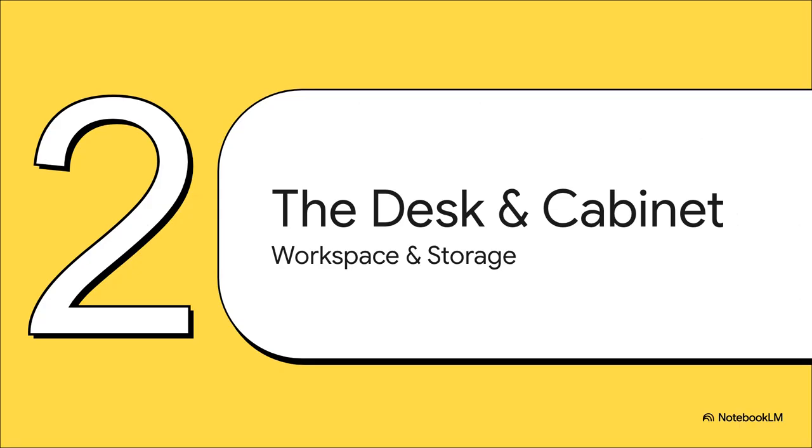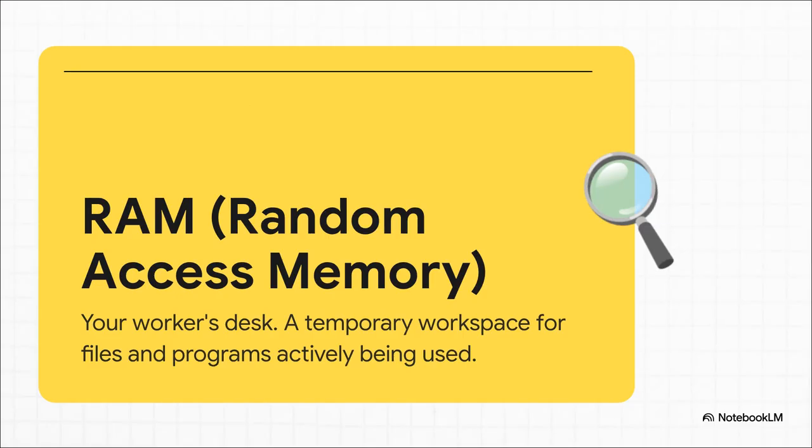Okay, so our worker is brilliant and super fast, but they can't just hold everything in their head, right? They need a place to work, and they need a place to store all their files. So that brings us to the office furniture. First up is RAM, which stands for Random Access Memory. And in our office, this is our worker's desk. It's a temporary workspace for all the files and applications that are being used right this second. The more RAM you have, the bigger the desk. A bigger desk means you can have more stuff spread out at once without everything getting cluttered and slow.